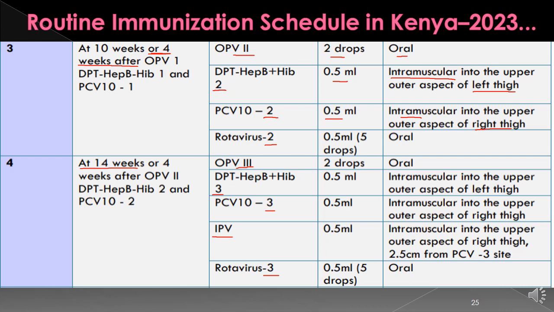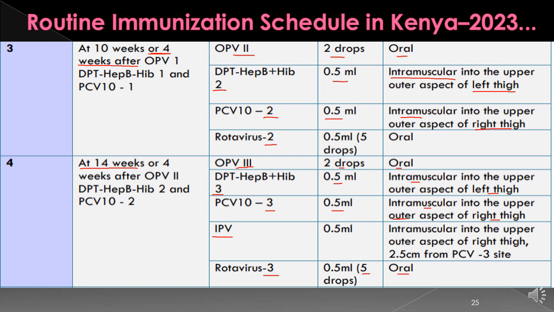The oral polio vaccine 3, the dose does not change. It is still 2 drops administered orally. The pentavalent 3, the dose does not change. It's still 0.5 ml given on the left thigh upper outer aspect intramuscularly. So those do not change. Pneumococcal vaccine, the dose again does not change, and it is again IM on the upper outer aspect of the right thigh. The rotavirus remains orally administered 5 drops. It doesn't change. Now, there's the new entrant, the inactivated polio vaccine.